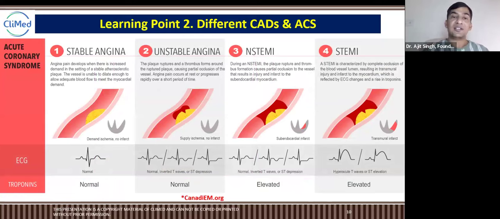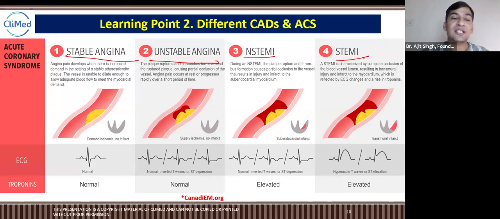Now, the different CADs, coronary artery disease, and acute coronary syndrome. How can we differentiate? There are four types: stable angina, unstable angina, NSTEMI, and STEMI. STEMI and NSTEMI we just understood. I'll tell you here also.